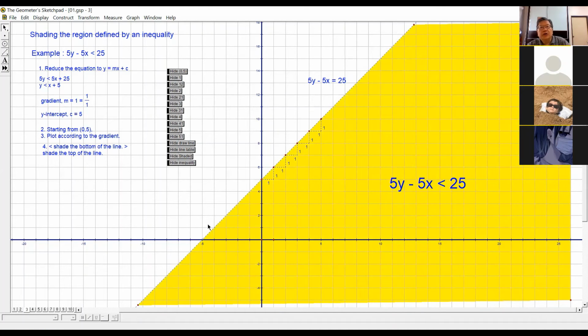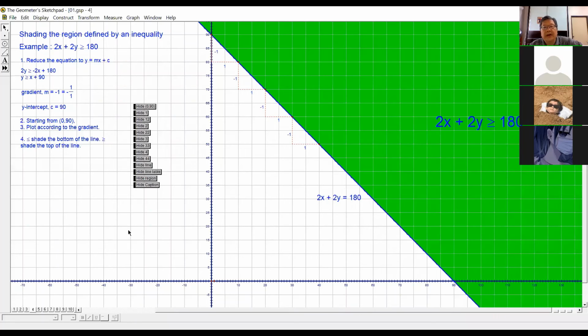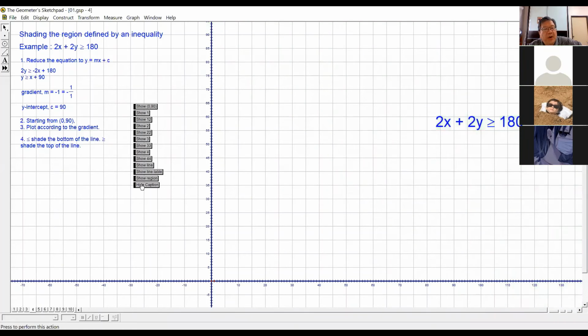Okay, I'm going to show you one more example of how to plot the lines using the gradient method. Because with the gradient method, you have many points, then you can draw accurately. So we have this example here.